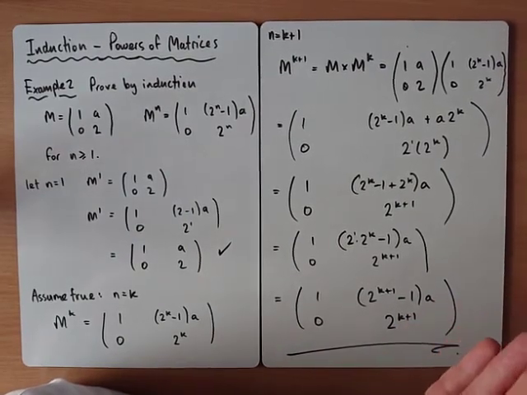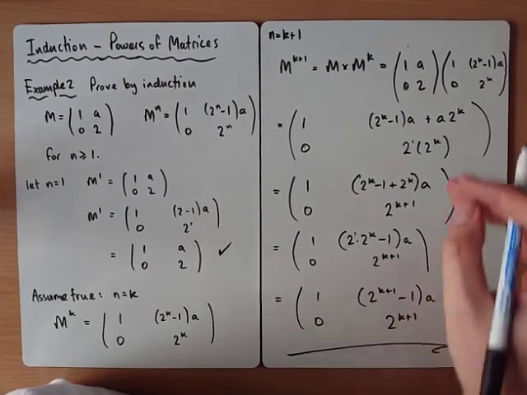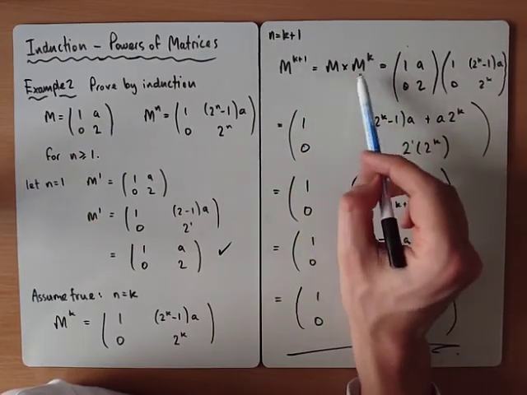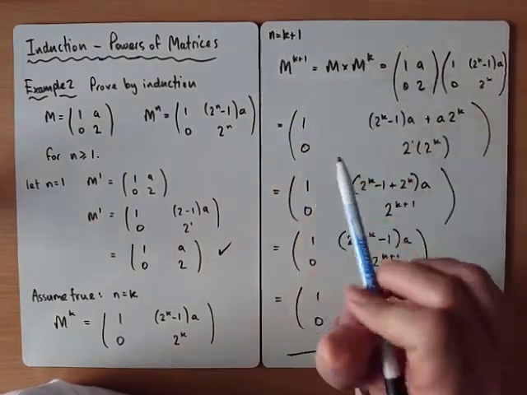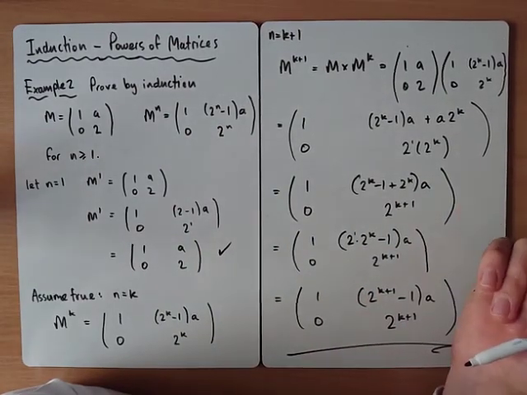Finish it off by writing a little sentence. And that's it. They can get a bit messy with the index form, but in terms of just realising the induction step for this, just write it as M times M to the k, use your assumption, expand it out, be careful with your algebra. It should be relatively straightforward to get the answer for these ones.